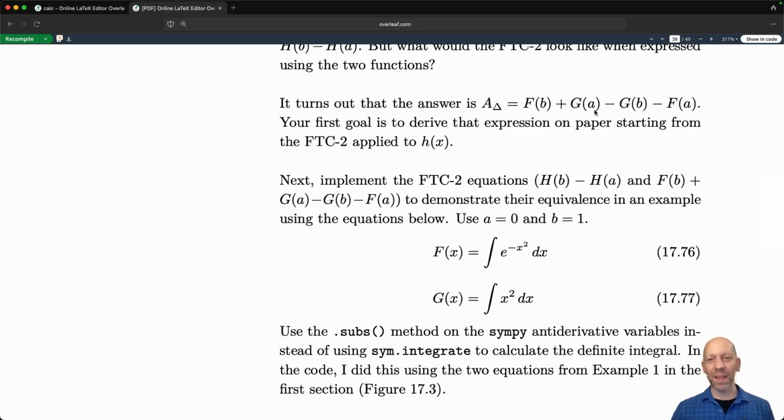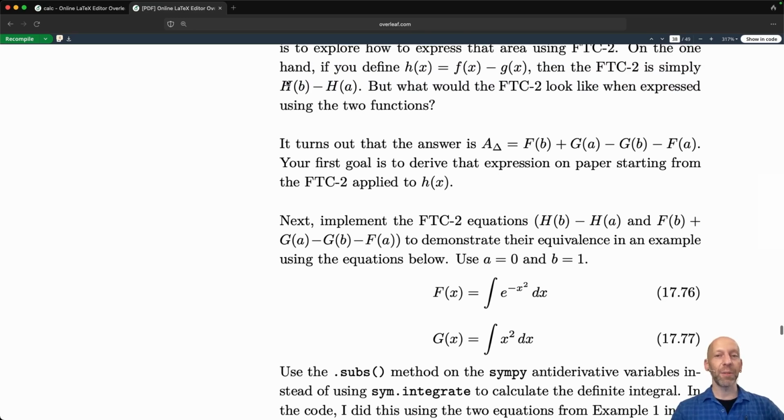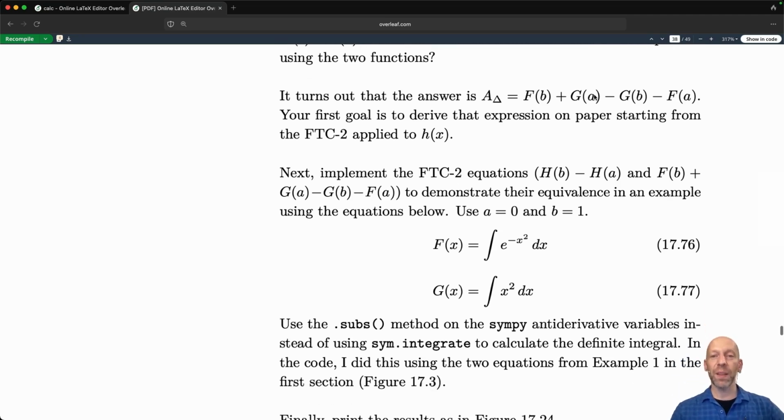And how do we explain the differences in sign between this A and this A, for example? That is your first goal of this exercise. So essentially what you want to do is write down the fundamental theorem of calculus part 2. You can start with writing it down for h, and then substitute for h, f minus g, and then just do some algebraic simplifications and confirm this expression over here.